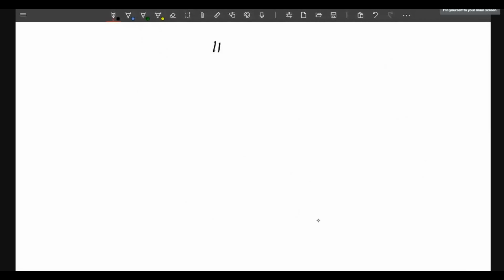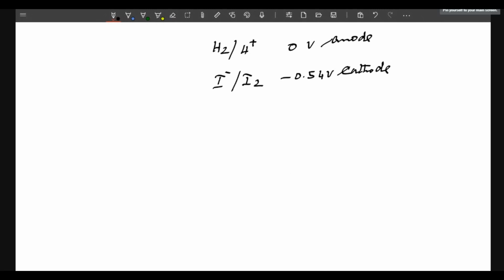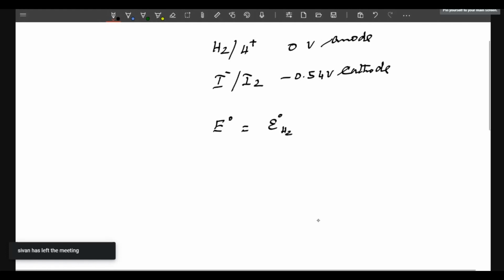For hydrogen, H2 and H plus, 0 volt. Non-metal, iodide bar iodine, minus 0.54 volt. And definitely this is the anode, and this is the cathode. After writing this, you are going to calculate the E of the cell, which you can write as epsilon 0 of H2 bar H plus.